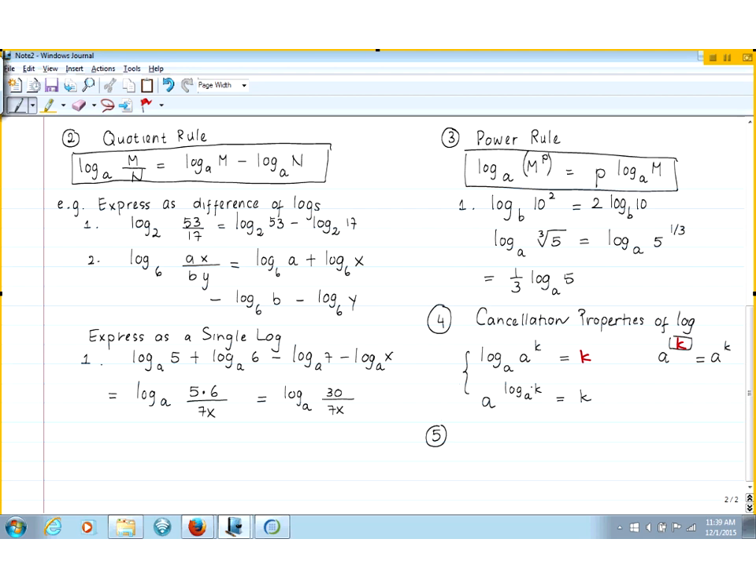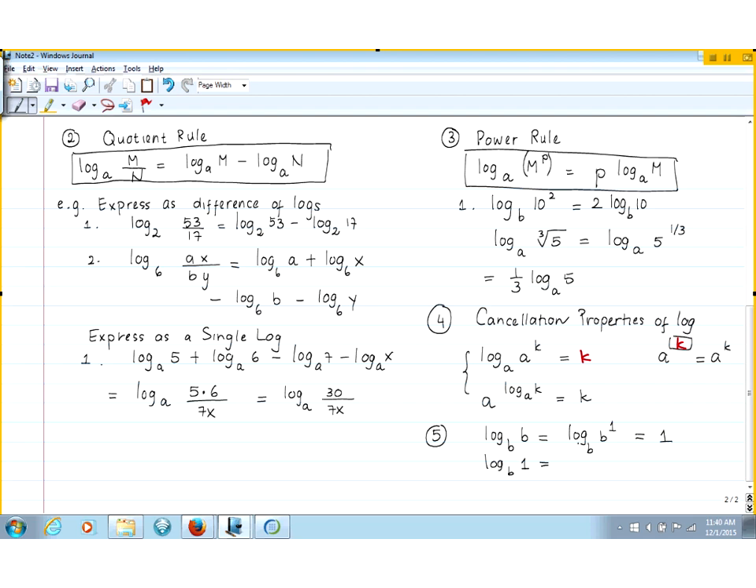Now, the other properties follow from the cancellation property. What is log base B of B? It follows from the cancellation property. What will it be? 1. Why? Well, because this is log base B of B to the first power. Remember? B is the same as B to the first power. So this will be 1.